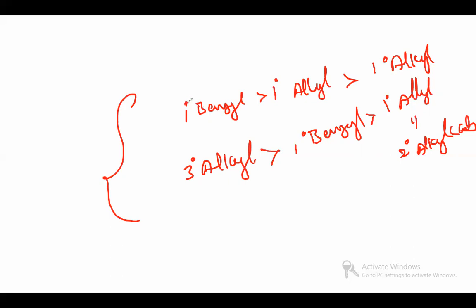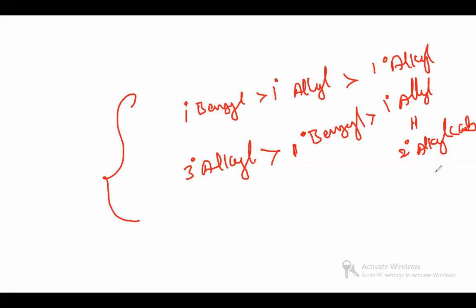1 degree benzyl carbocation is greater than 1 degree allyl carbocation, which is greater than 1 degree alkyl carbocation. Next, 3 degree alkyl carbocation is greater than 1 degree benzyl carbocation, which is greater than 1 degree allyl carbocation. 1 degree allyl carbocation is almost the same as 2 degree alkyl carbocation. Okay, so this is about the carbocation.